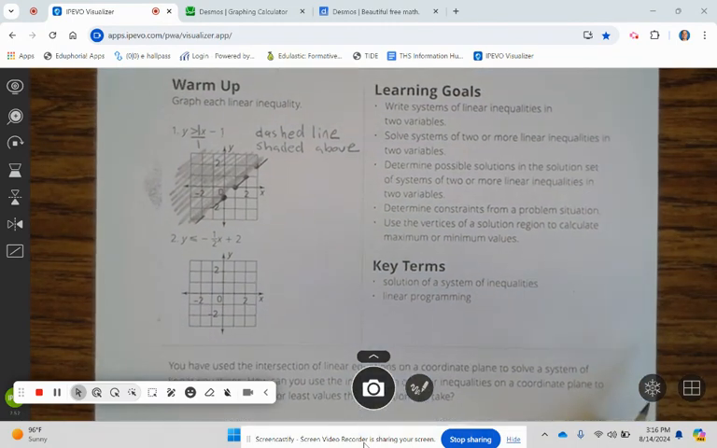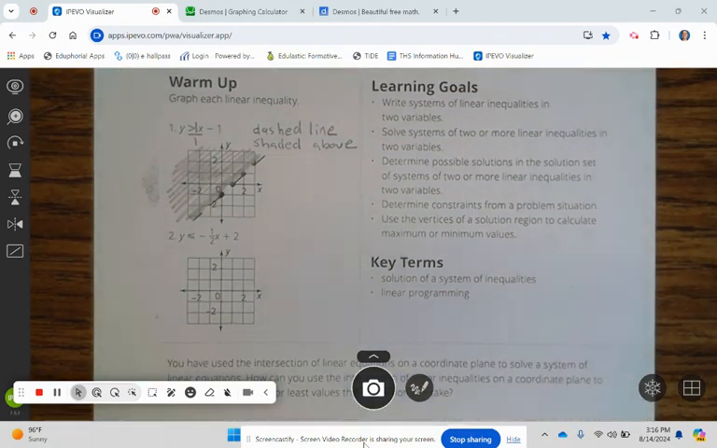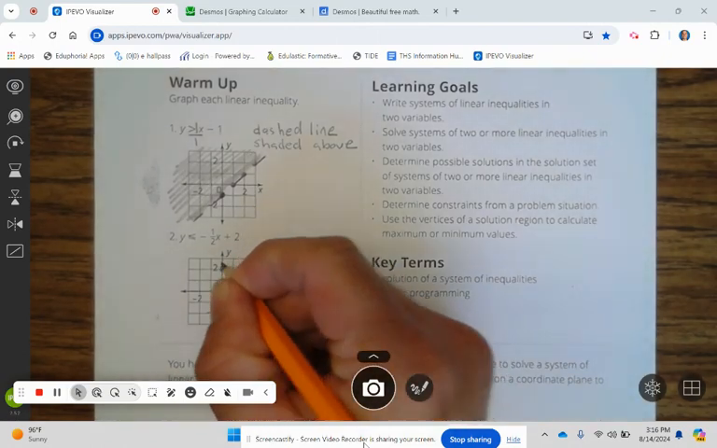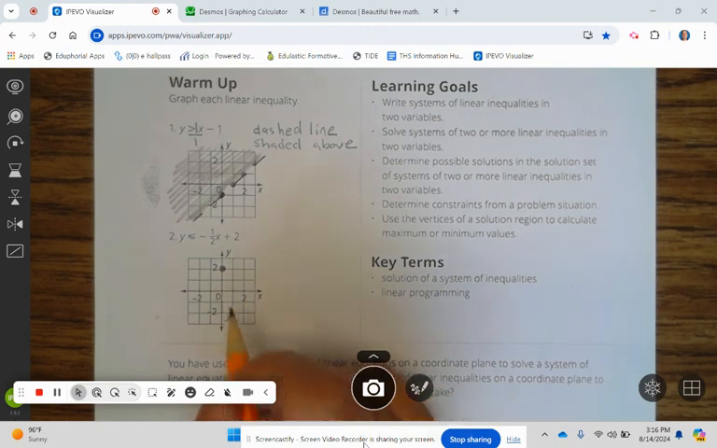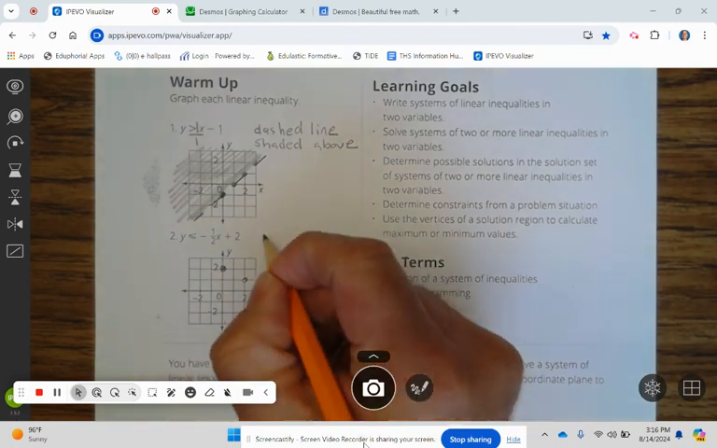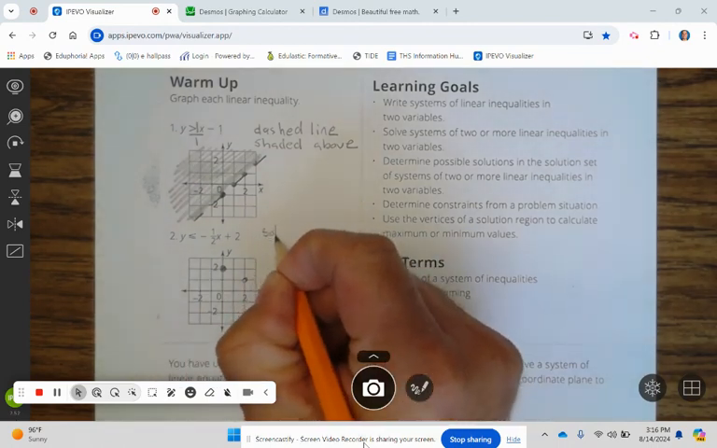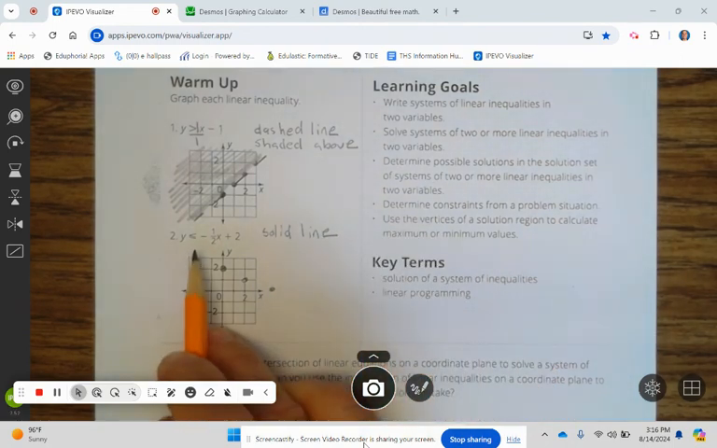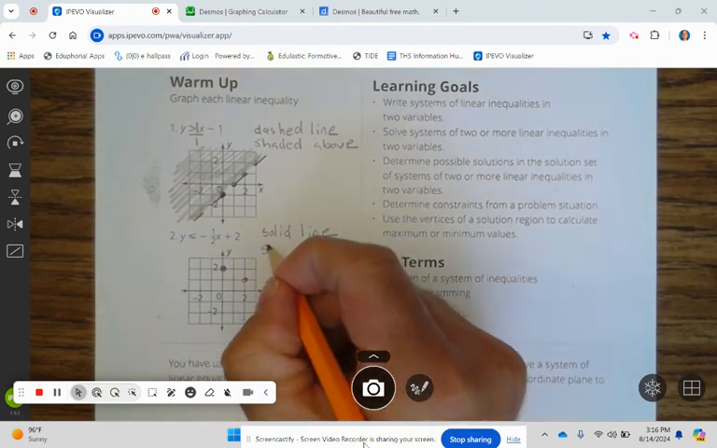Okay, let's take a look at question number 2. So we start at the y-intercept (0, 2), and our slope tells us we go down 1, to the right 2. So down 1, right 2, down 1, right 2. There's a line underneath, so it's a solid line. And it's less than, so it's shaded below.